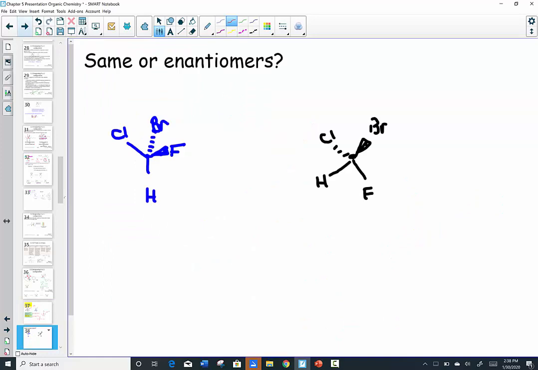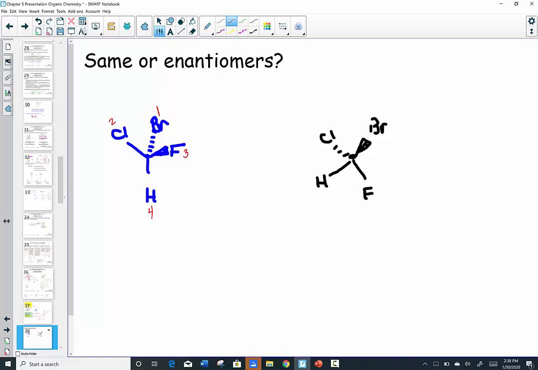Are these the same or enantiomers? Chiral carbon in the center, priority 1 is the bromine. Priority 2 would be the chlorine. Priority 3, the fluorine. Priority 4, the hydrogen. How many swaps would it take to convert one into the other?